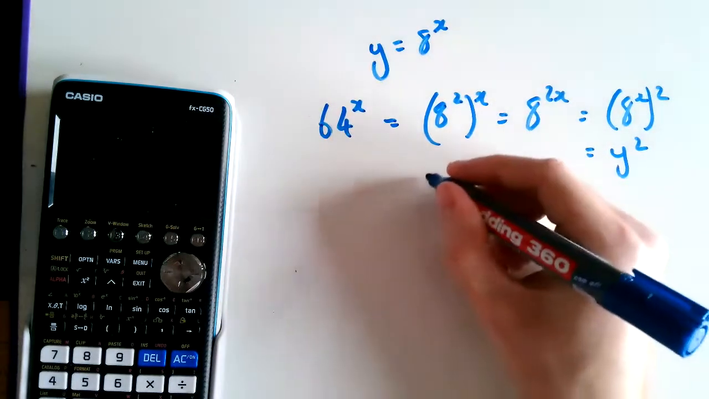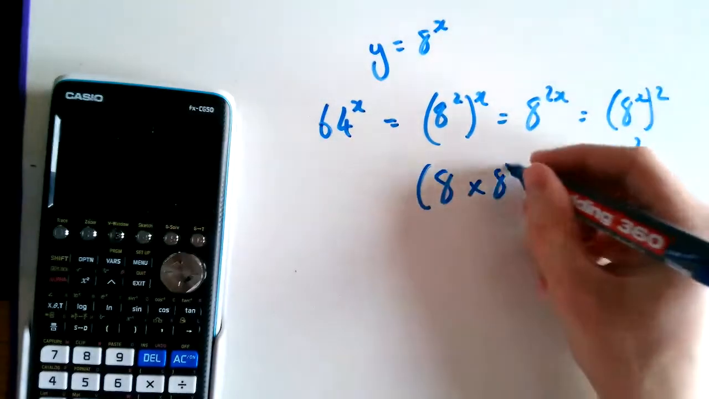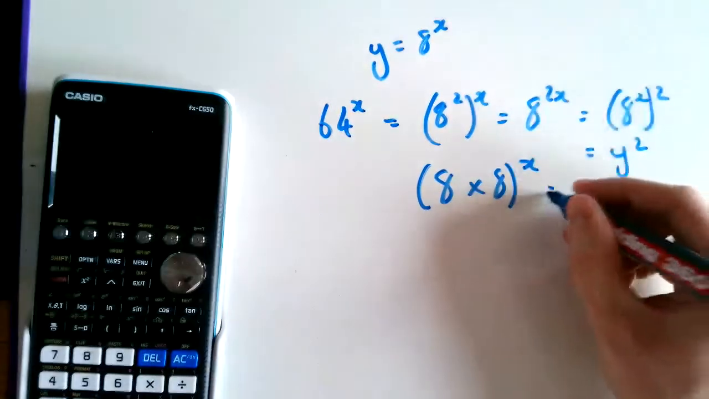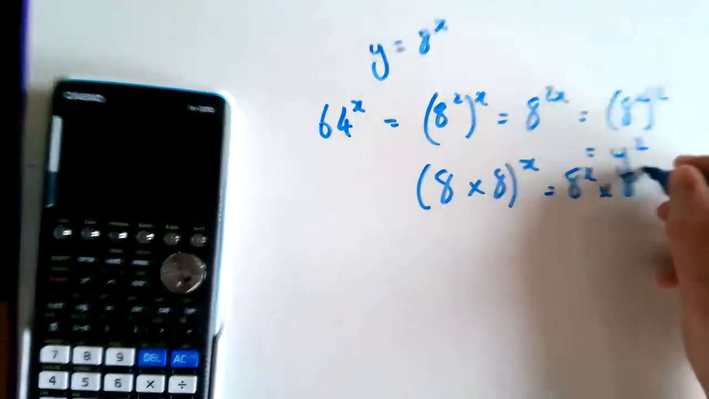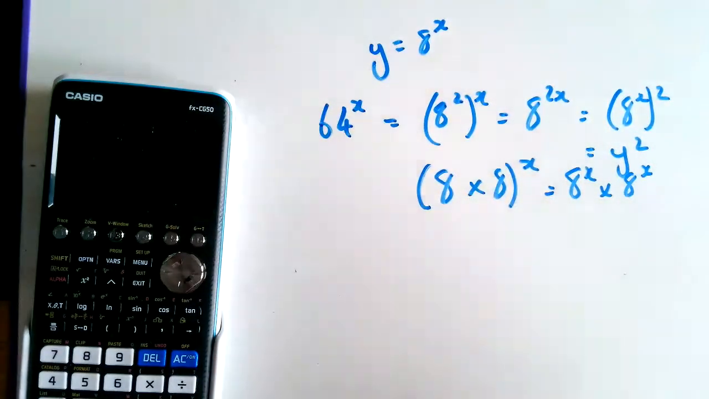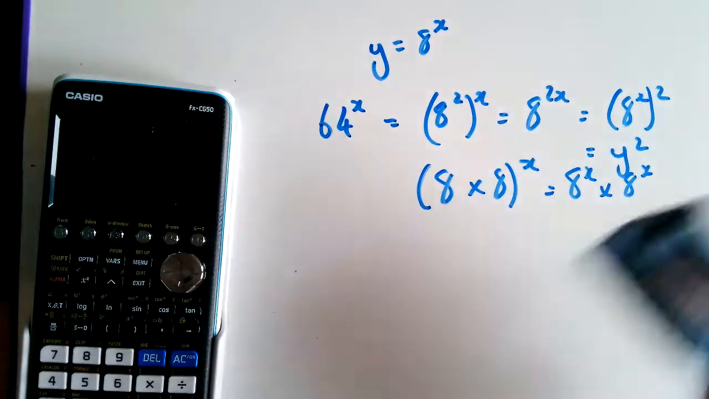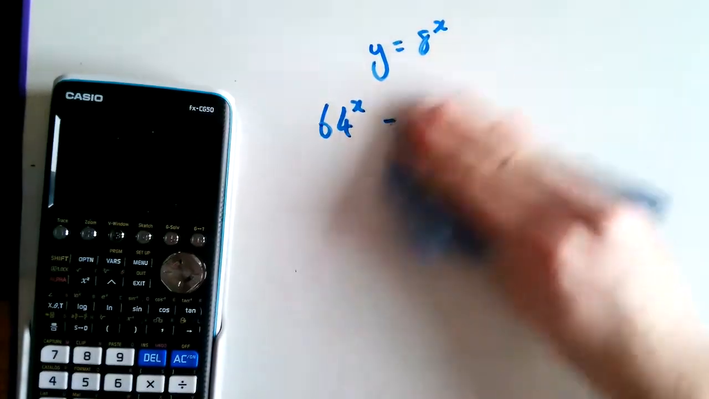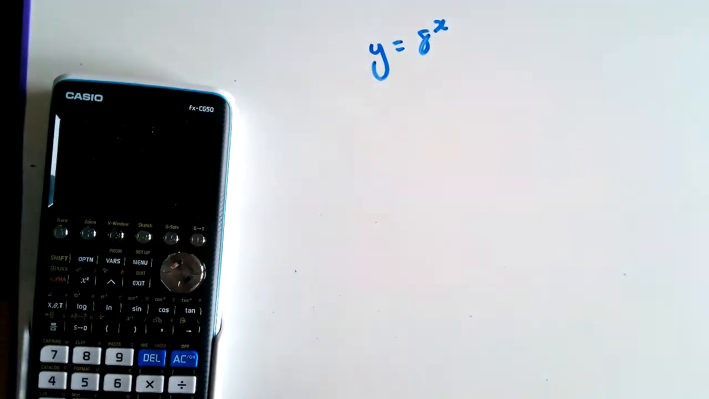Well, I guess you can also think of that, if you like, as 8 times 8 to the power x, that's 64, which gives me 8 to the x times 8 to the x, which gives me y times y, so y squared. Just another way of thinking about it. It's nice in maths when we have more than one way of doing something.